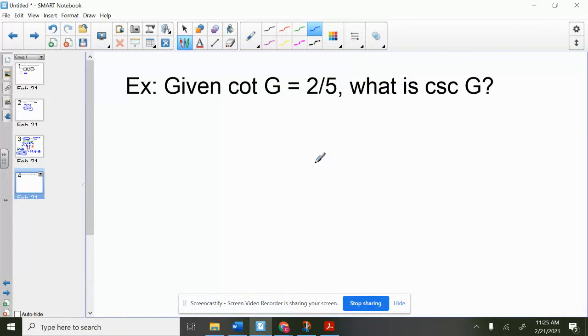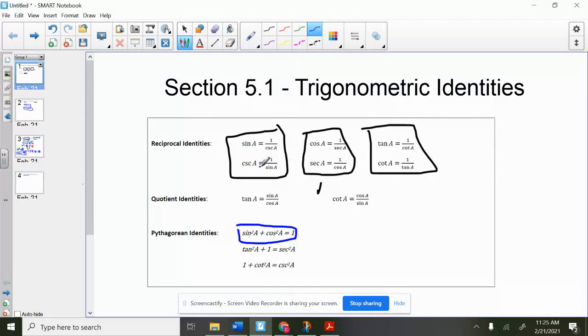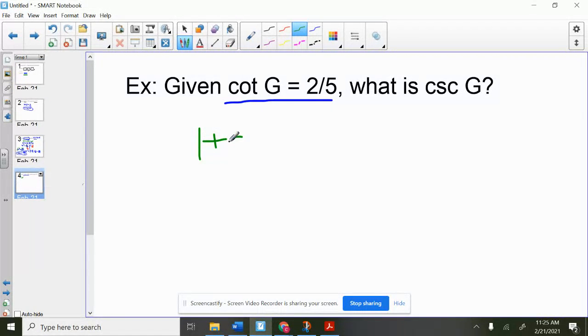All right, next one. Given cotangent of g equals 2/5, what is cosecant of g? Same thing, are cotangent and cosecant reciprocals? Well, no, because here's cotangent and here's cosecant. That doesn't help. Okay, these don't help me either. Is there a Pythagorean identity that deals exactly with cotangent and cosecant? Yep, I got it down here. I've got 1 plus cotangent squared equals cosecant squared. Well, that's good. I'm going to use 1 plus cotangent squared, in this case of g, equals cosecant squared.